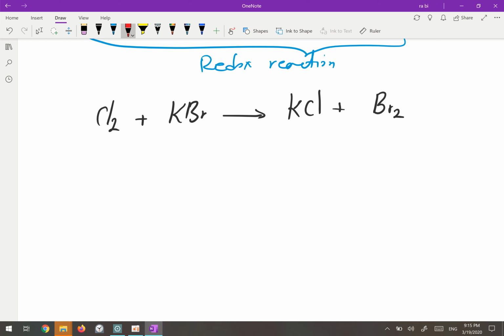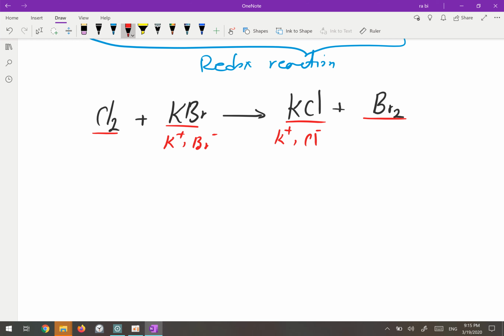So I show it for you. Here you have Cl2, it's a molecular compound. Here you have KBr, ionic compound. It means you have K plus and Br minus. Here you have KCl, it means you have K plus and Cl minus. And here you have Br2, a molecular compound. A molecular compound you cannot separate into cation and anion because they don't have cation and anion.